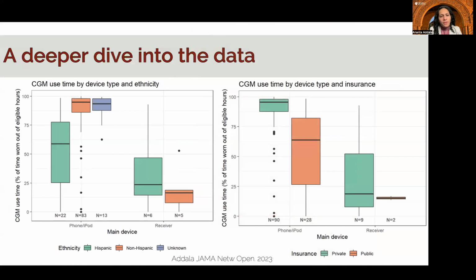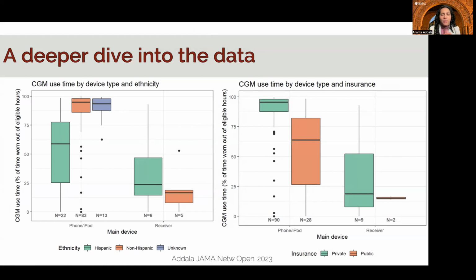And sure enough, what we found was that if you group these folks by whether they were using a receiver or they were using an iPad or an iPhone, and then you looked across the racial and the insurance differences, what you can appreciate is that actually the people who had the lowest wear times were using a receiver. And that's why we were recording such low wear time. All we were getting was data when they would plug into the clinic and plug out.